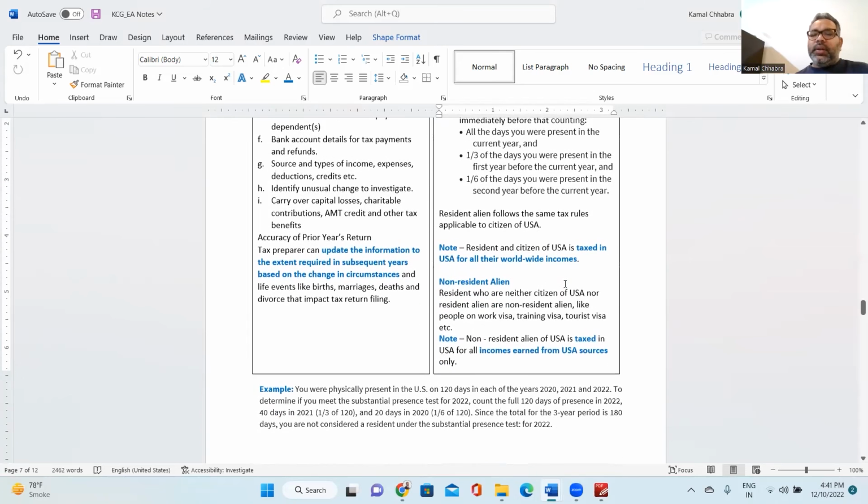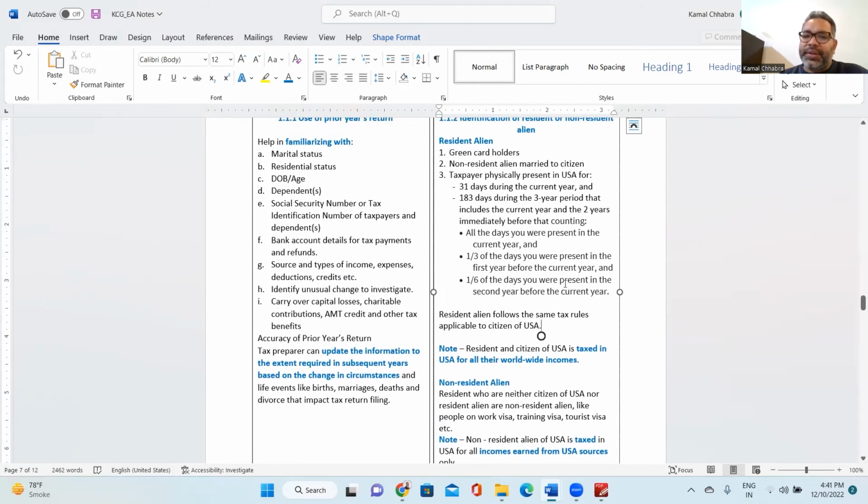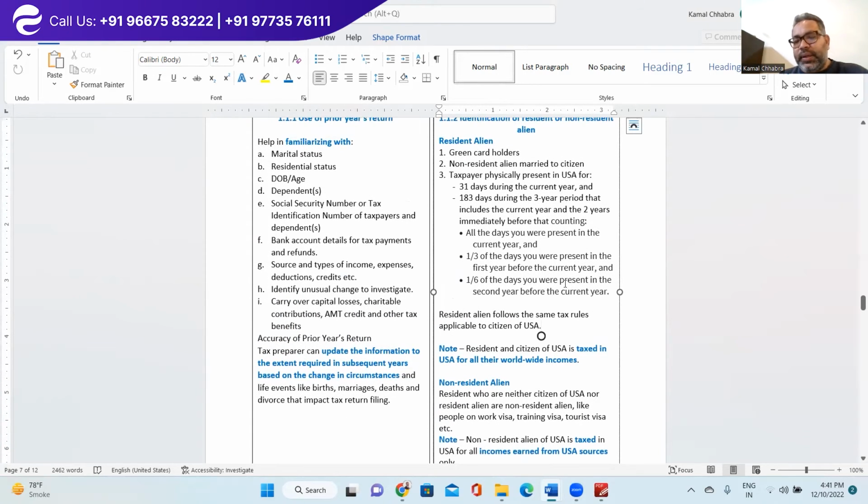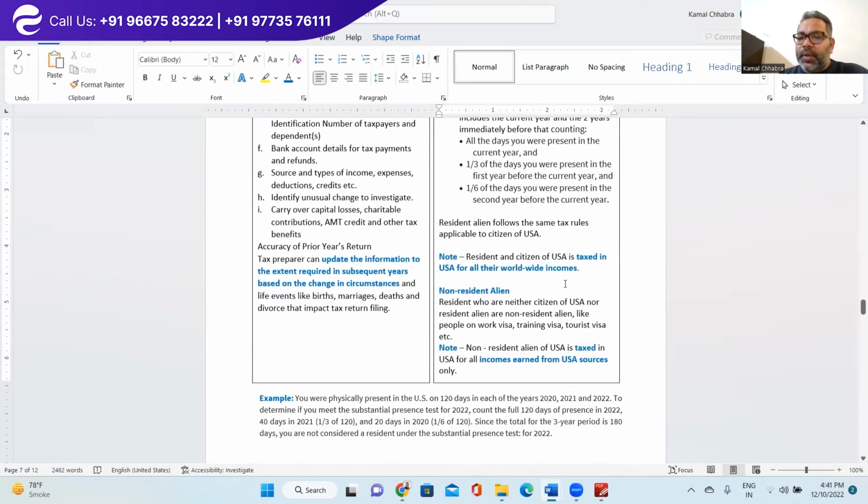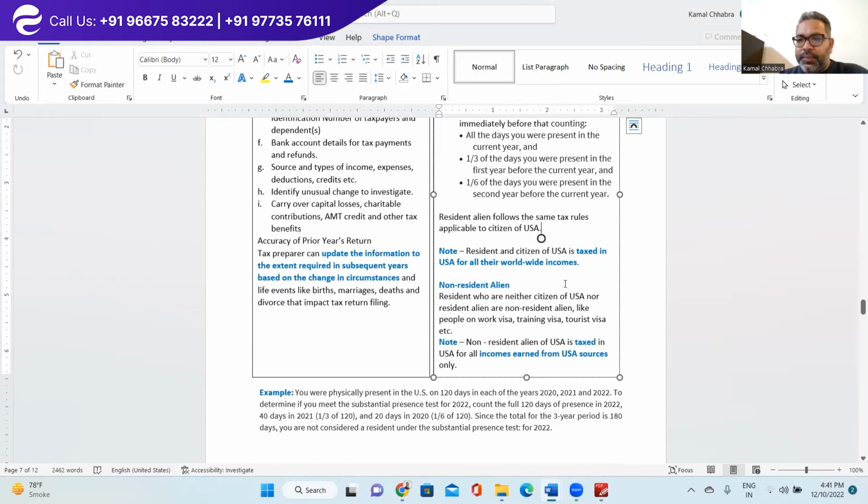Now coming to the second category, which is non-resident alien. Non-resident aliens are those who are neither a citizen of the USA nor a resident alien, right? All those people who do not fall in the category of citizen or resident alien would be considered a non-resident alien. Make sense?